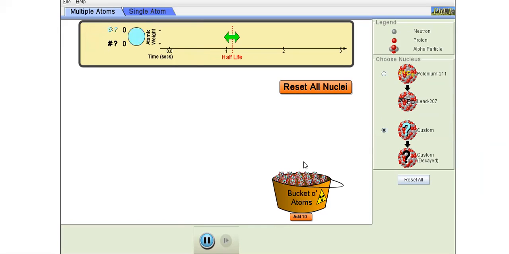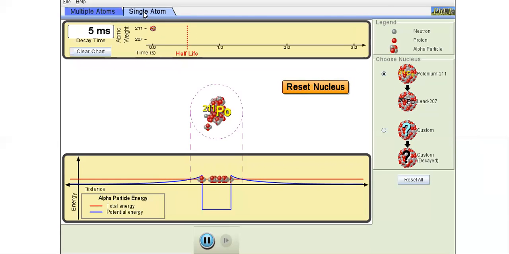It looks like we've got a bucket of plutonium, or just a bucket of atoms down here. If we were to customize it, let's stick with this polonium. Let's see, multiple atoms. And we've got a single atom. Okay. Here we're looking at the decay time, and it's going up about 5 milliseconds at a time. As the polonium emits this alpha particle, you can see that it's decreased to 207, right?